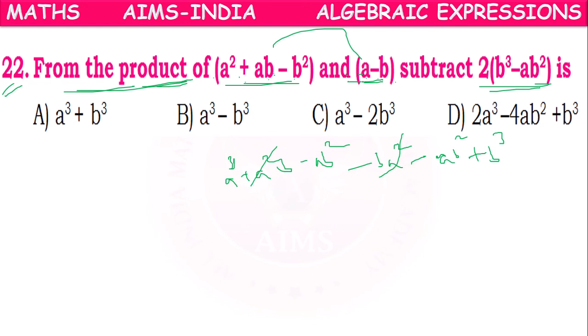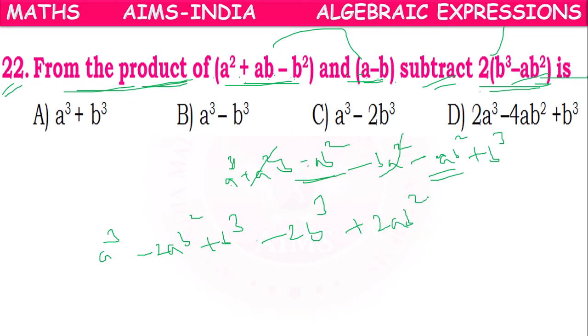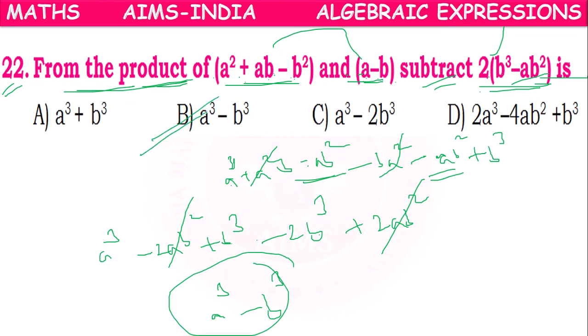Here, so minus AB square minus AB square is there, like terms. Here we have A cube and minus AB square minus AB square, it will become 2AB square, and we have B cube here. From this, we have to subtract this one, 2 into B cube, 2B cube, but during subtraction symbols will change, minus 2B cube, 2 into AB square, 2AB square, but symbols will change, plus 2AB square, minus 2AB square, plus 2AB square, cancel, we have A cube here, plus B cube minus 2B cube equal to minus B cube, so A cube minus B cube, option B is correct.